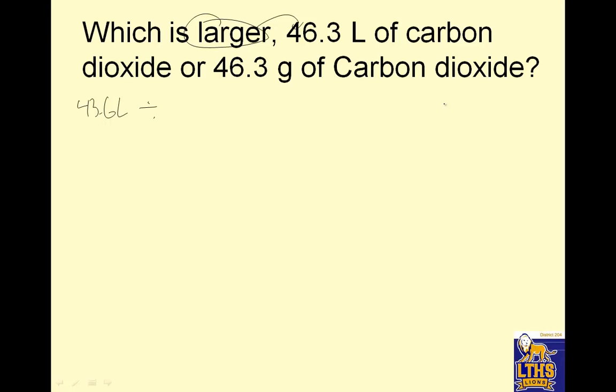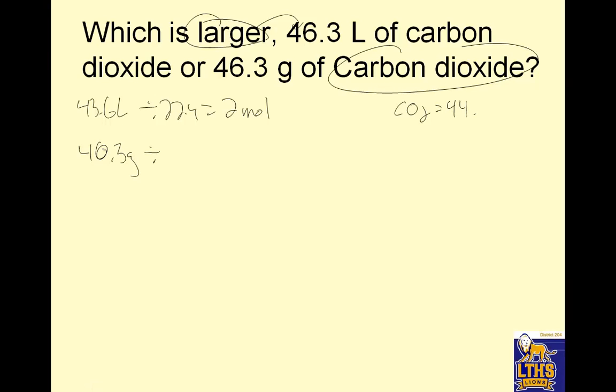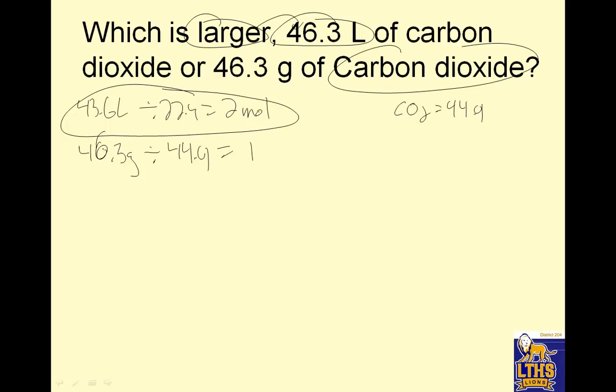So that means if I divide it by 22.4, that is going to be roughly 2 moles. Okay? If I have 46.3 grams divided by, if I go to the periodic table for carbon dioxide, it's 44.01. 46 divided by 44 is roughly 1. So which is larger? This many liters is larger. And if I have a comparison like that, you can show that estimation and go through it. And you should be able to do that and get better math sense.